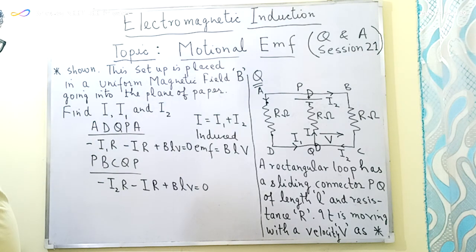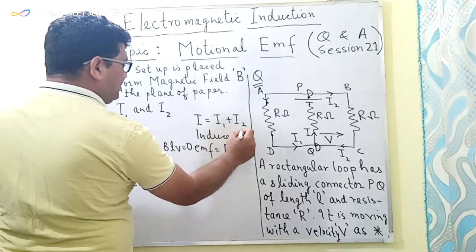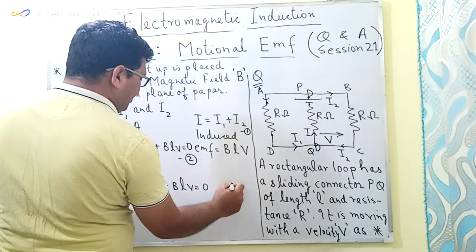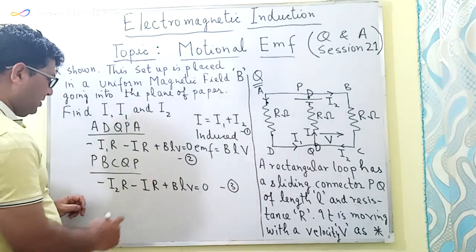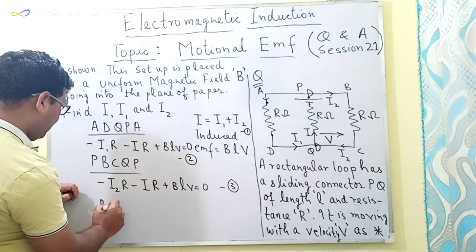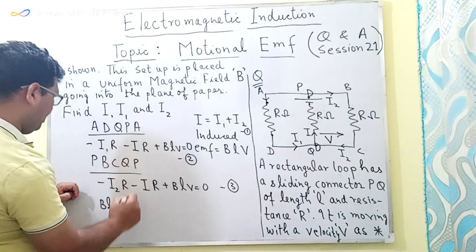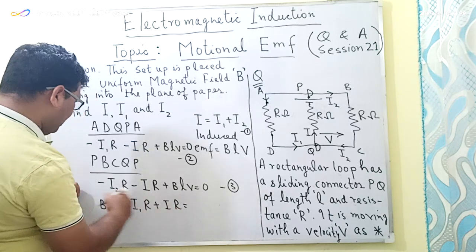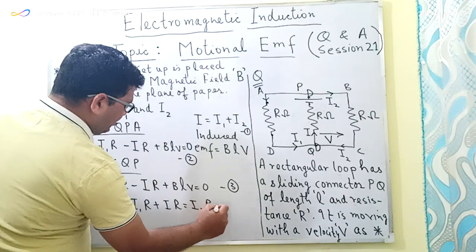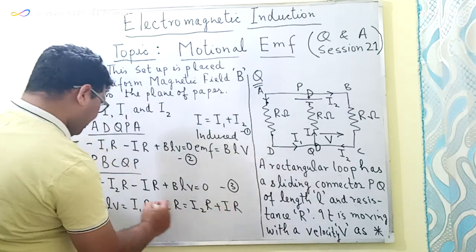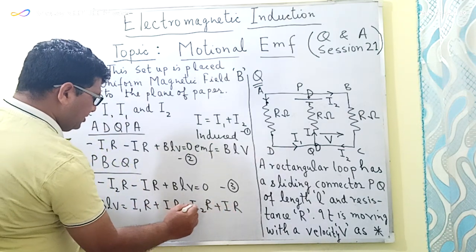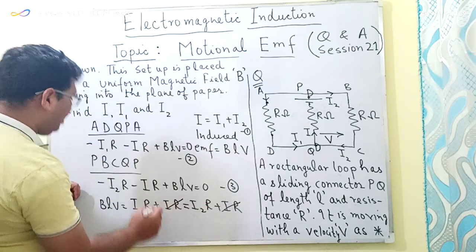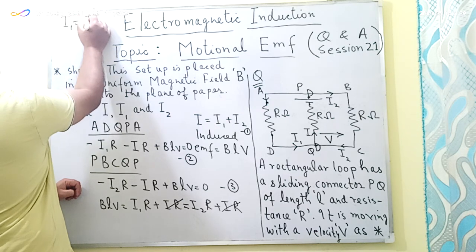So from here let us say this is equation number 1, this is equation number 2, and this is equation number 3. From equations 2 and 3, BLV is equal to I1R plus IR, and this is also equal to I2R plus IR. If I equate these two equations, then IR and IR get cancelled out, and finally I get that I1R is equal to I2R, or we can say that I1 is equal to I2.